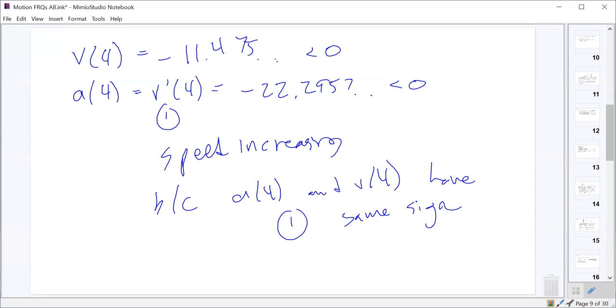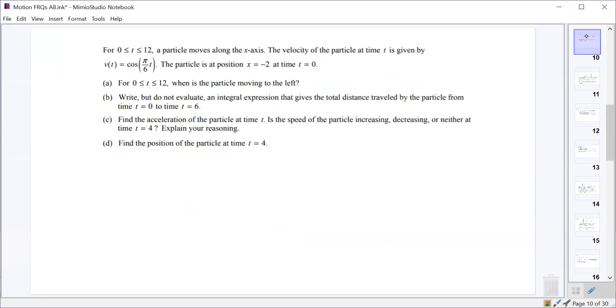All right. Next one. This one was a non-calculator one. That's exciting. So first thing it asked you, they give you a velocity again. And the first thing they asked you about is when is the particle moving to the left for t equals 0 to t equals 12.